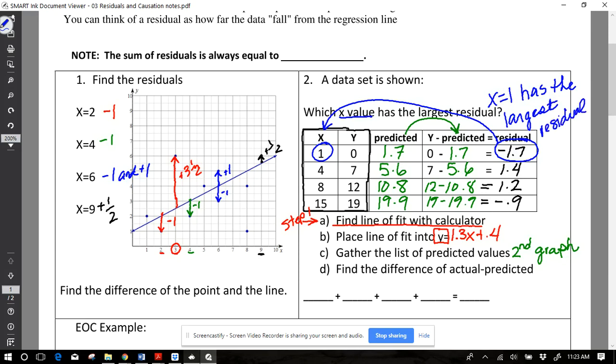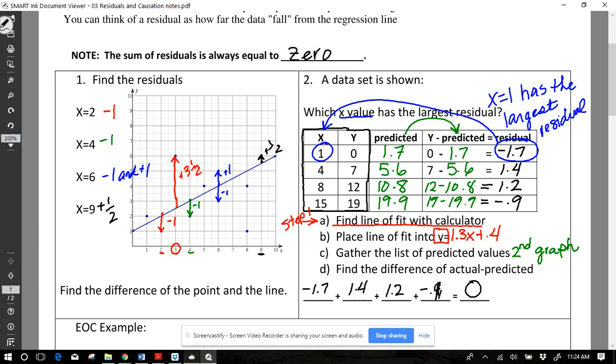Great. Okay. Now, there were some notes up at the top that I kind of skimmed over. It says in this note here that the sum of the residuals is always equal to blank. Okay. So what we're going to do is we're going to take these residual values, negative 1.7, positive 1.4, positive 1.2, and negative 0.9. And I want you to use your calculator and add those all up and tell me what you get. Okay. And I'm betting if you finish that problem up in your calculator, you're going to get 0. The sum of the residuals is always equal to 0.